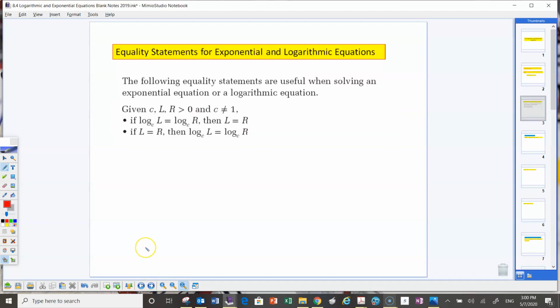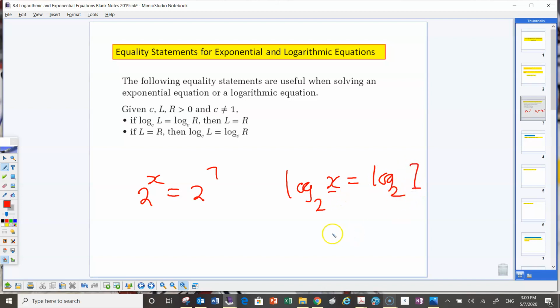Okay, a couple of equality statements for exponentials and logs. We've seen these before, but if your bases are the same, remember back in exponentials, if I could get one base the same, the exponents are equal. Similar with logarithms, if I can get a single logarithm of the same base on both sides, then the numbers inside the logarithm would have to be equal.